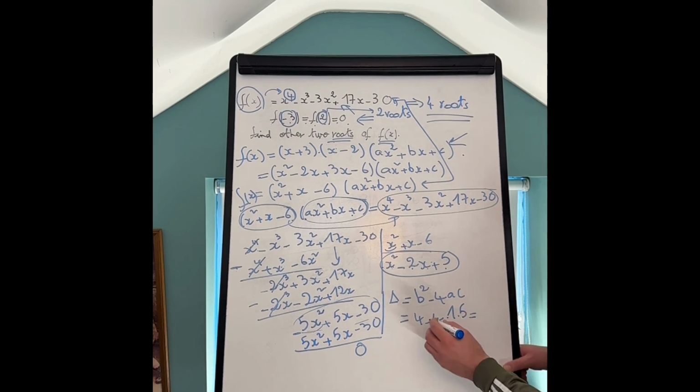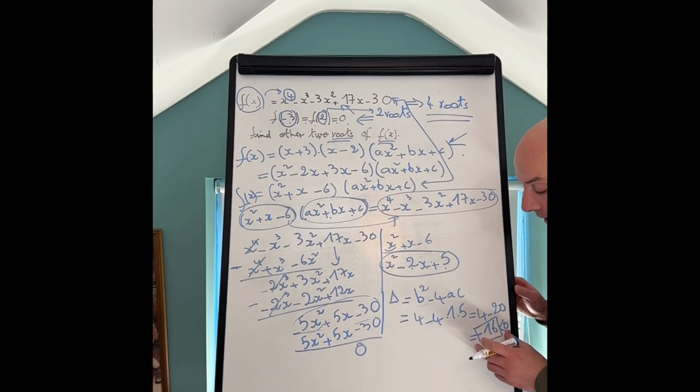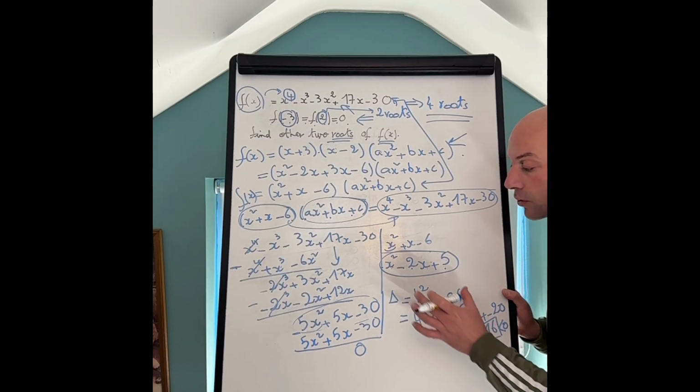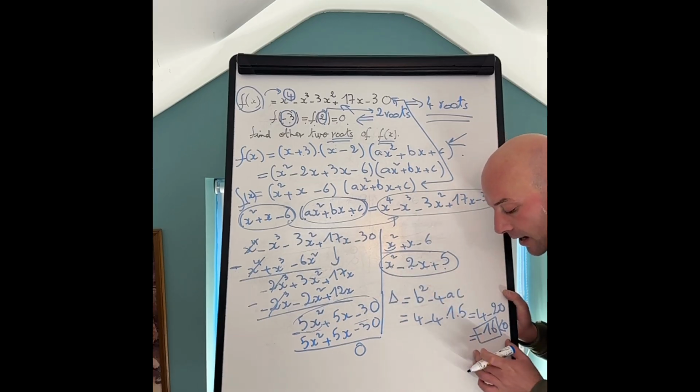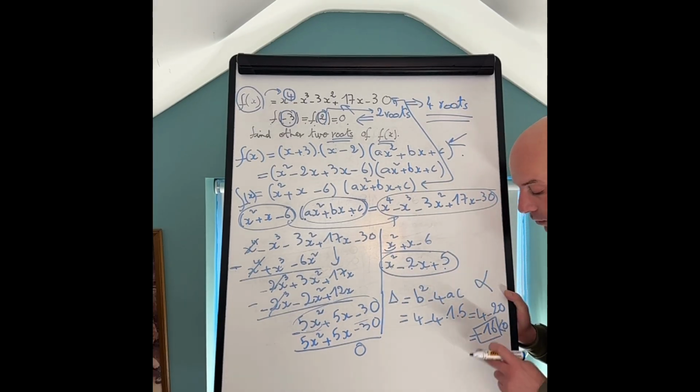Then what we have here is 4 minus 4 times 5, which is 20, so 4 minus 20 equals -16. Basically our delta is less than 0. If we try to find solutions for this equation in R, the real numbers, there is no way we can find any solutions because delta is negative.